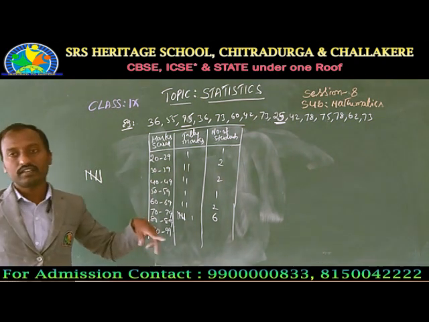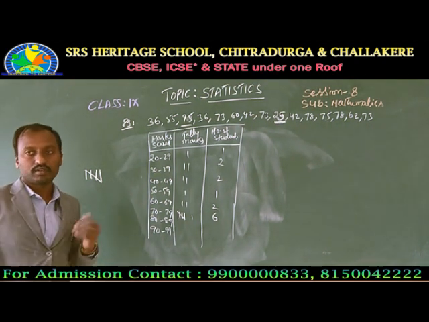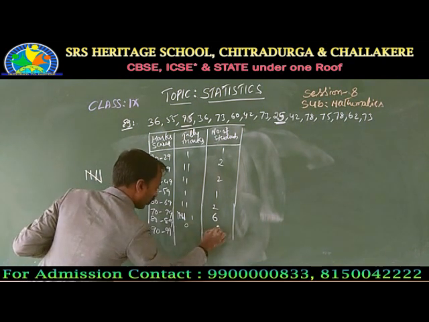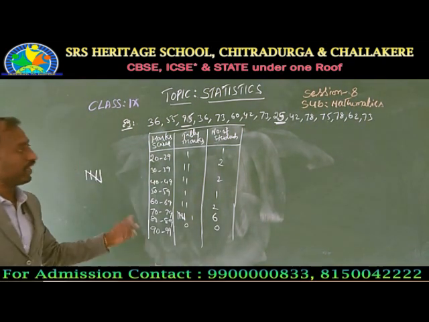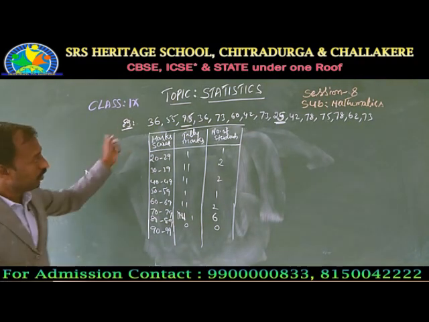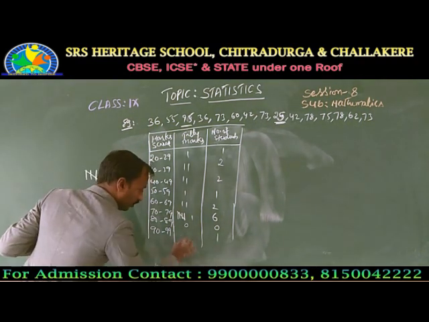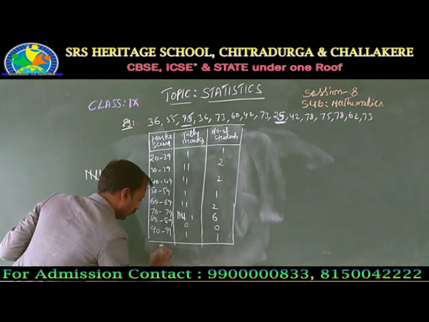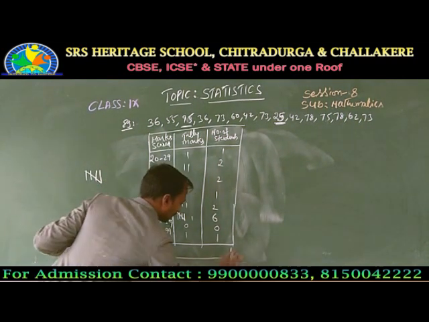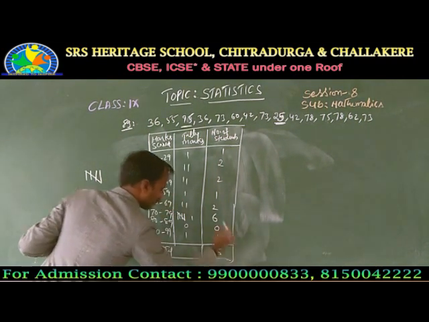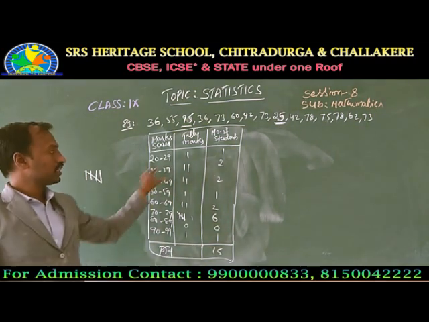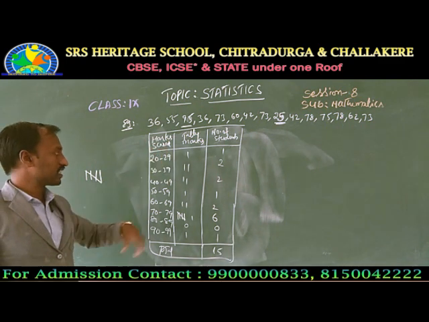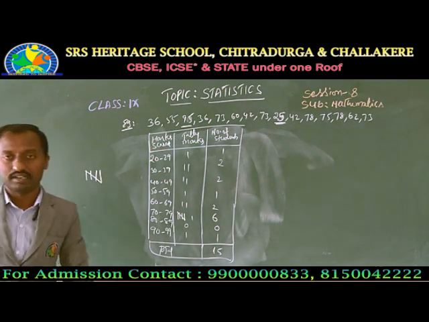80 to 89, how many students are there? No student at all, 80 to 89. So nothing, 0, 0 itself. And 90 to 99, there is only one student, that is 95 marks, one tally mark. If we add this one, total, we have to get it as 15 itself. So this is the way I have to write one of the representations of data. This is very easy to understand.